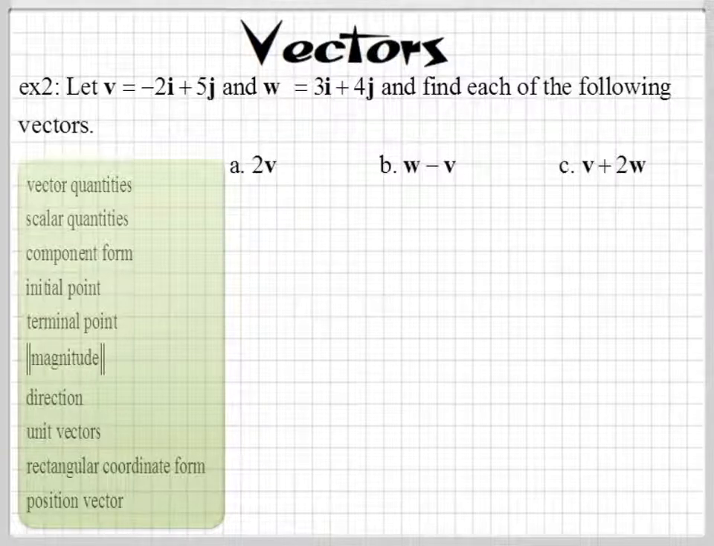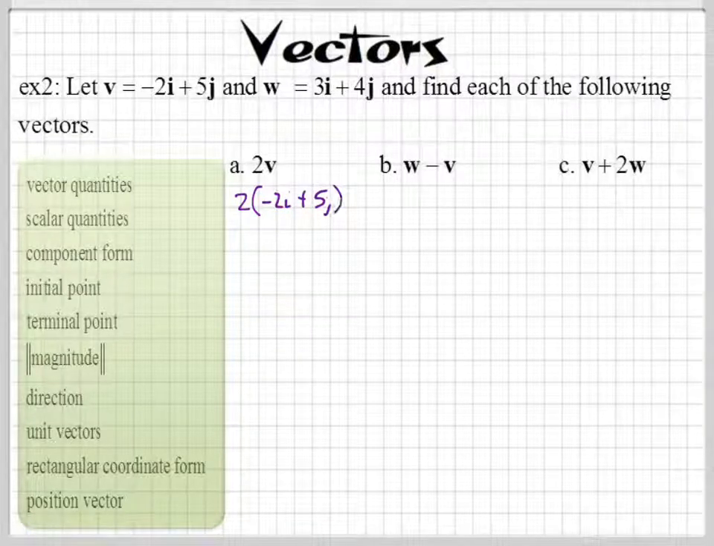Okay, so I only want to do 2 of these. I think C is just starting to get redundant. But let's plug in v right here and see what you get. So we have 2, and we're going to multiply it by the vector v, which is negative 2i plus 5j. Now if I multiply those, it's just the same as regular distribution. You get negative 4i plus 10j. And that's our new vector.